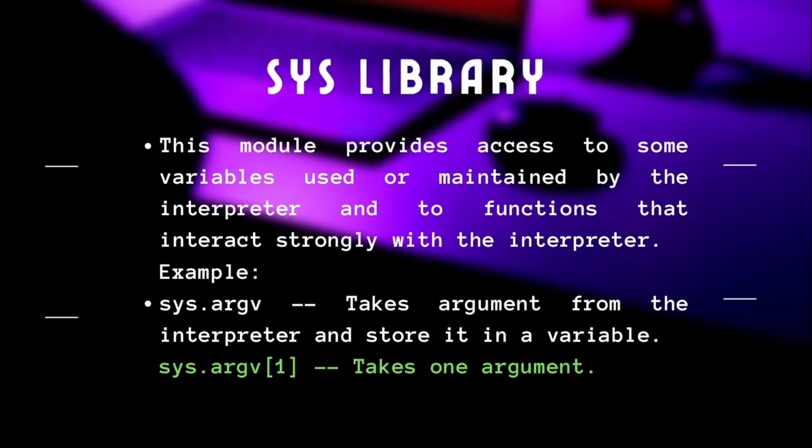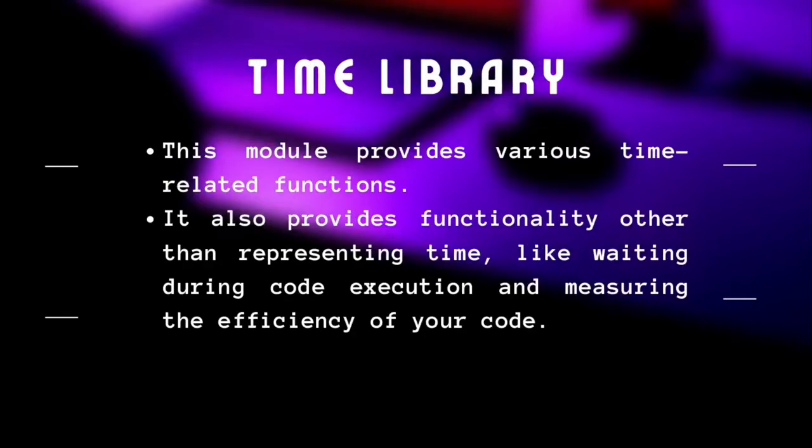So now the next library is the time library. This module provides various time related functions. For example, we want to tell the function to wait for some particular time before sending the next request, or to wait for some particular time for receiving the response. And for doing this kind of manipulation, we need the time library. It also provides functionality other than representing time, like waiting during code execution and measuring the efficiency of your code.